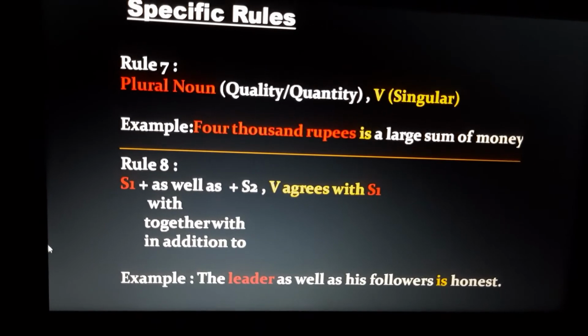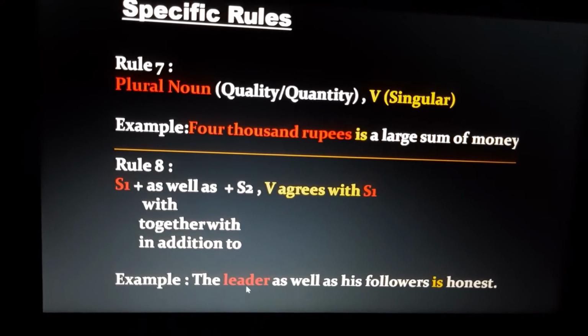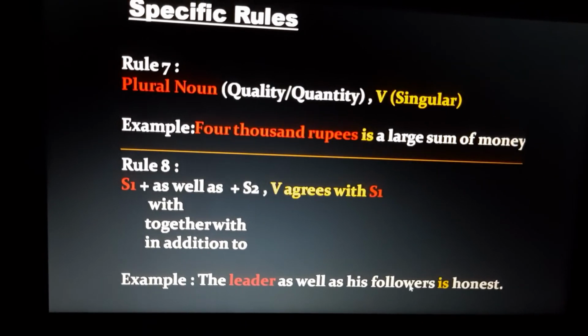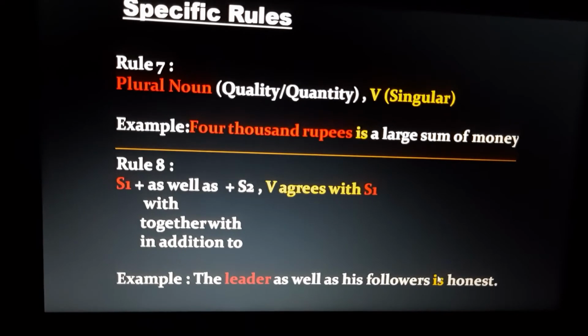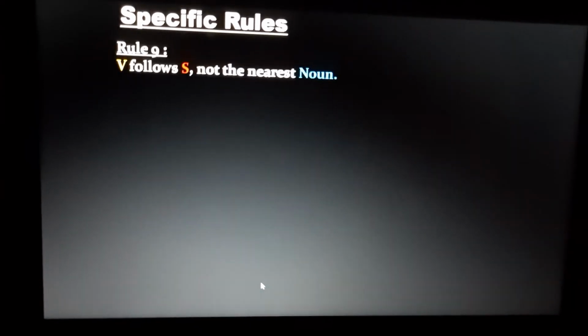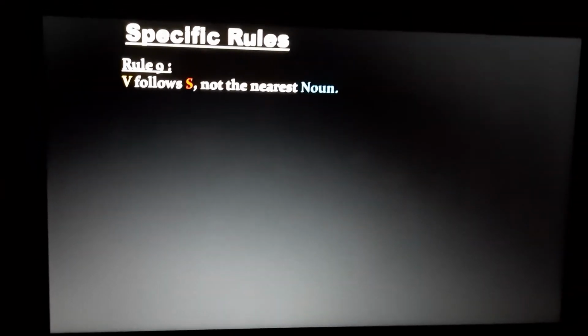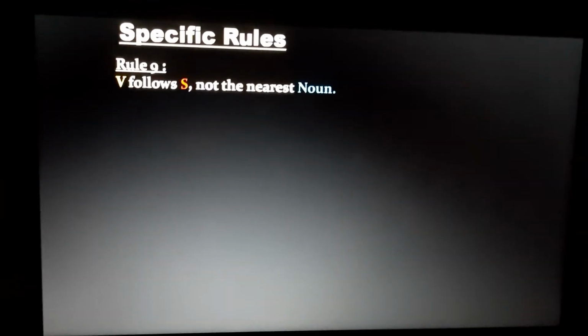Look at this example. The leader as well as his followers is honest. Now here subject 1 is singular. Followers is subject 2, but the verb is still singular because it is following subject 1. Let us see rule number 9 now. The verb follows the subject and not the nearest noun.